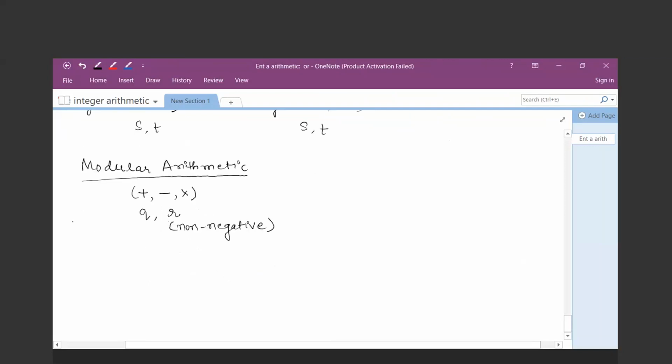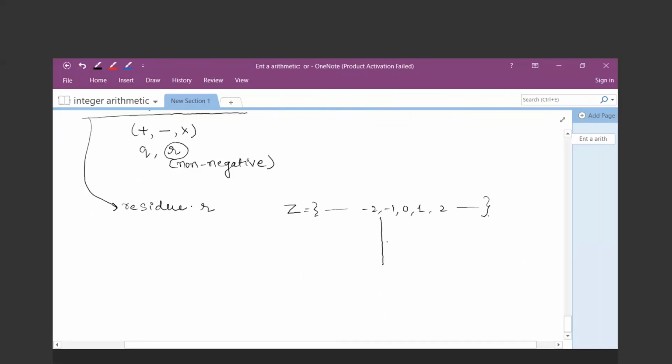In modular arithmetic, we have to concentrate on only one output, that is the remainder, and in this term we call it the residue. So there is only one output in modular arithmetic, the residue, and it is denoted by R. There is one set of integers which contains all the negative values, positive values, and zero, and basically we have to select one integer from it, that is a.